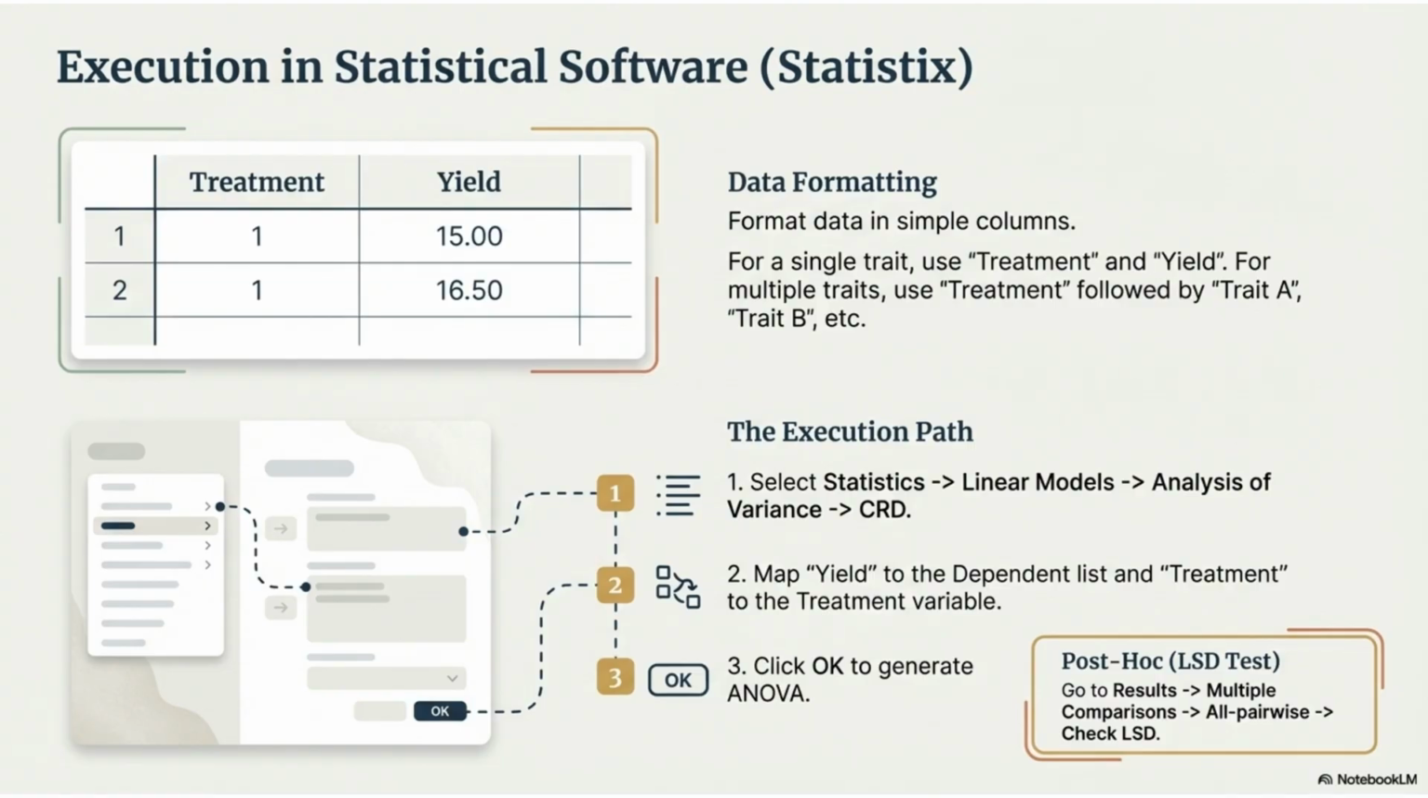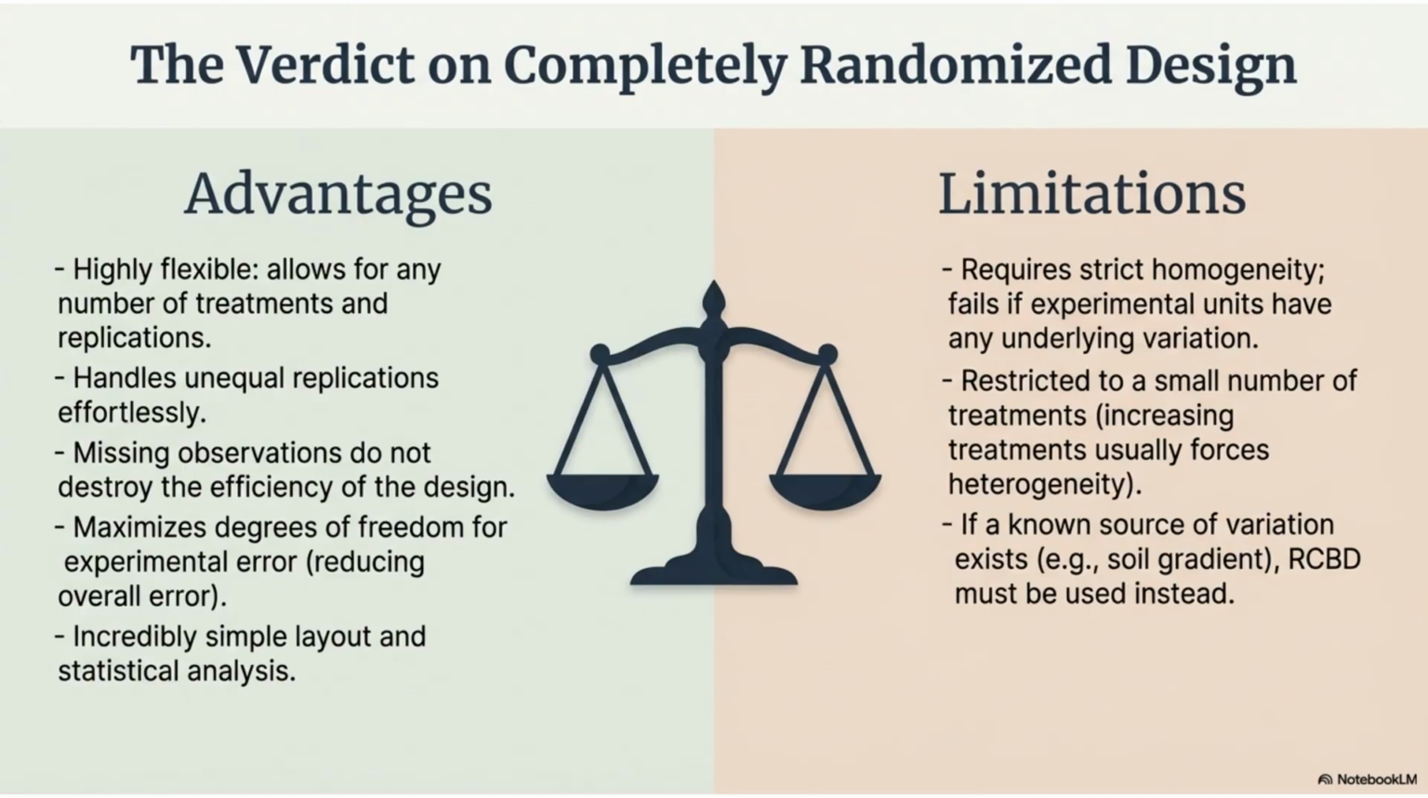Executing CRD in statistical software like Statistix requires formatting data in simple columns. The execution path involves selecting the CRD analysis of variance and mapping the yield to the dependent list and treatment to the treatment variable. The CRD offers high flexibility and simplicity, but requires strict homogeneity. If underlying variation exists, a randomized complete block design should be used instead.